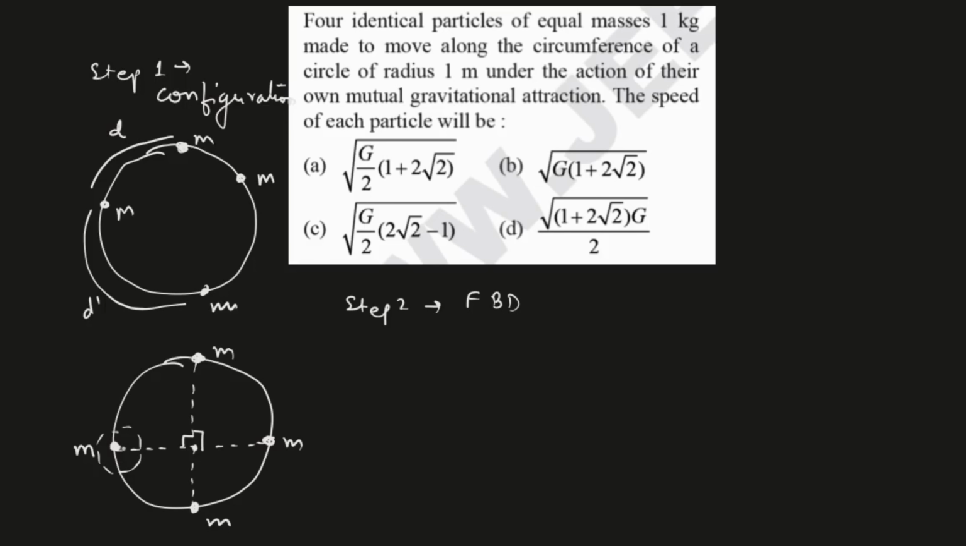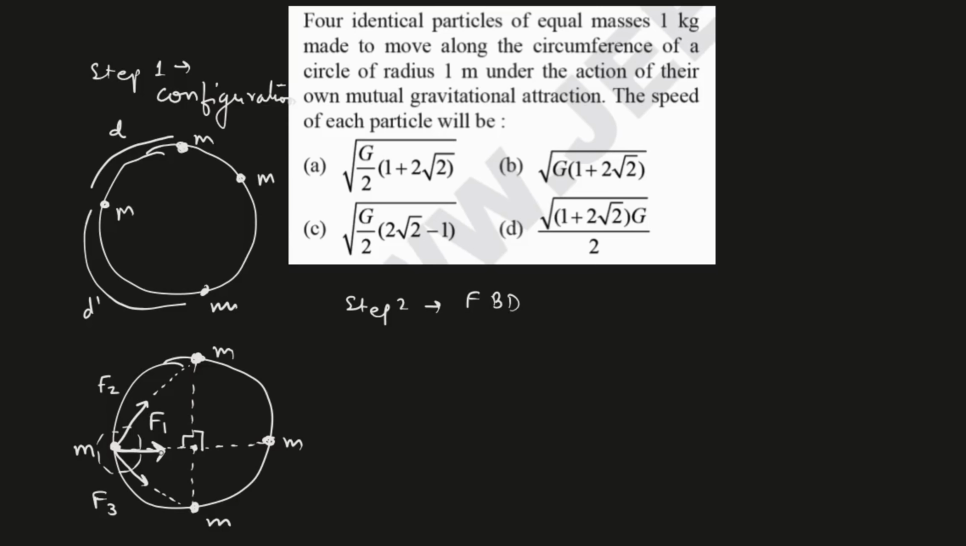What are the forces that this mass is experiencing? First is the attractive force due to this mass. Okay. And forces act along the line joining the centers of the particles. So let's call this force F1. Now what are the other forces? The other forces will be due to this mass, along the chord that joins the two masses. Let's call it F2. And then this force which is along this chord. Let's call this F3.